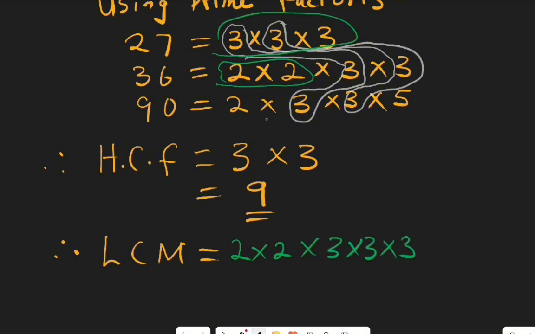And the last one is 5. Where 5 appears most, the last number is here. We have to pick the 5.